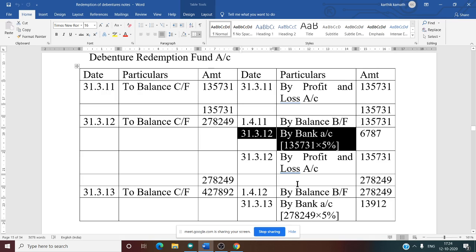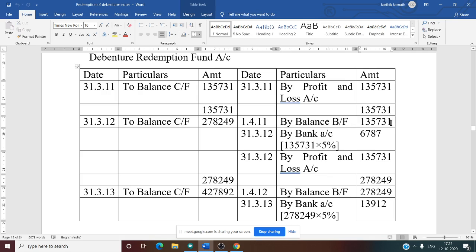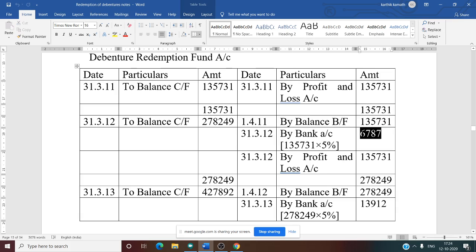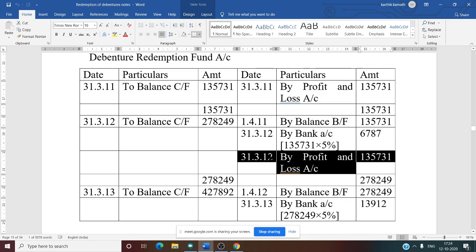The rate of interest is given in the question, that is 5%. Interest is calculated on the opening balance of each year. So the second year opening balance we know is 1,35,731. On that you take 5%, you will get one amount, that is 6,787. And for each year you need to record the profit and loss account information. So by profit and loss account 1,35,731, for each year it is the same.